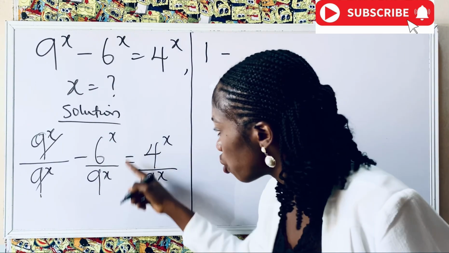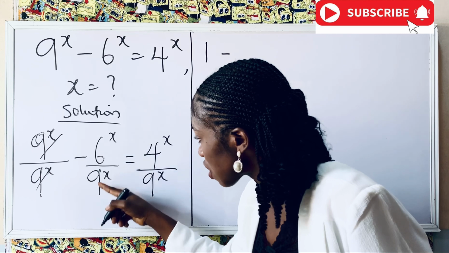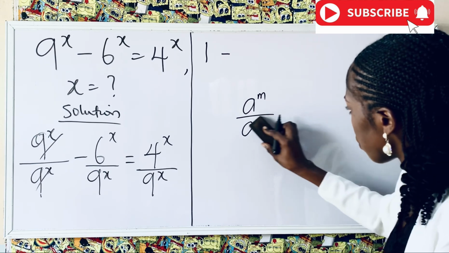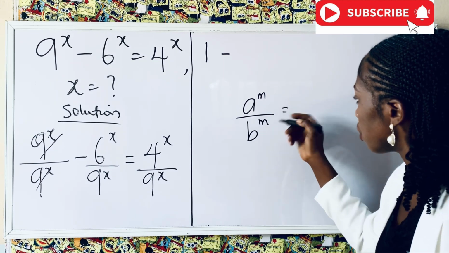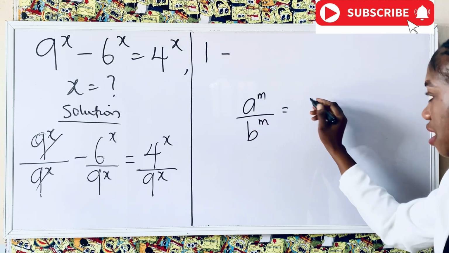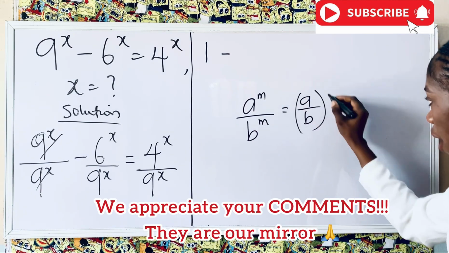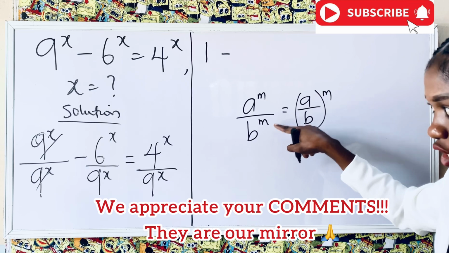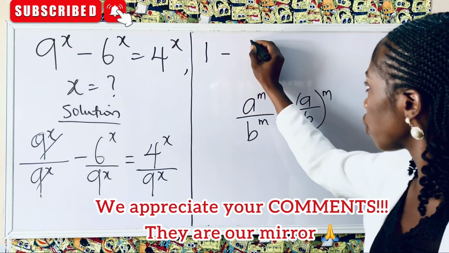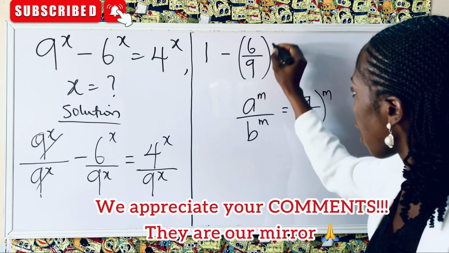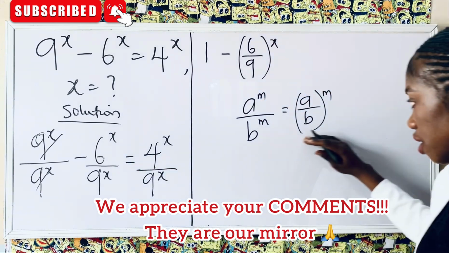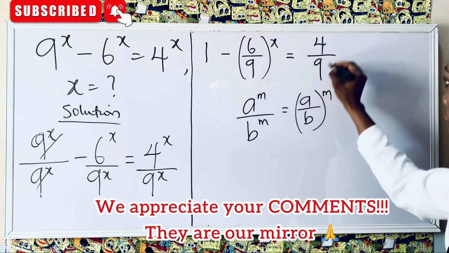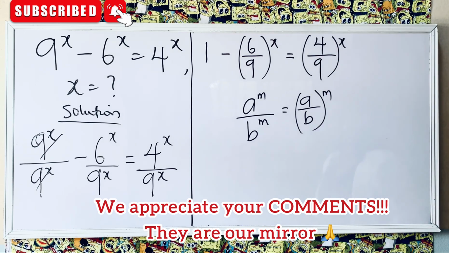Now, what do you do to this? Remember, at this point, if you remember your rule of indices, it says that a to the power of m over b to the power of m is the same as a over b to the power of m. That means the two values will share one power since their powers are the same. So let's apply it here. We're going to have 6 over 9 to the power of x, obeying this rule, is equal to, doing the same here, 4 over 9 to the power of x. I hope you see that.